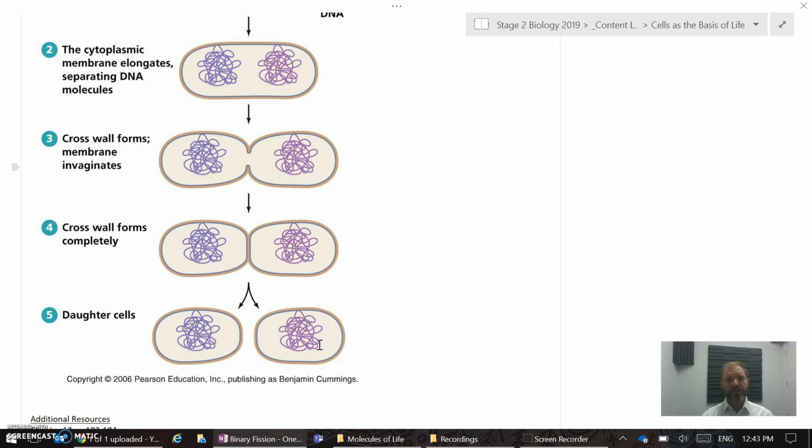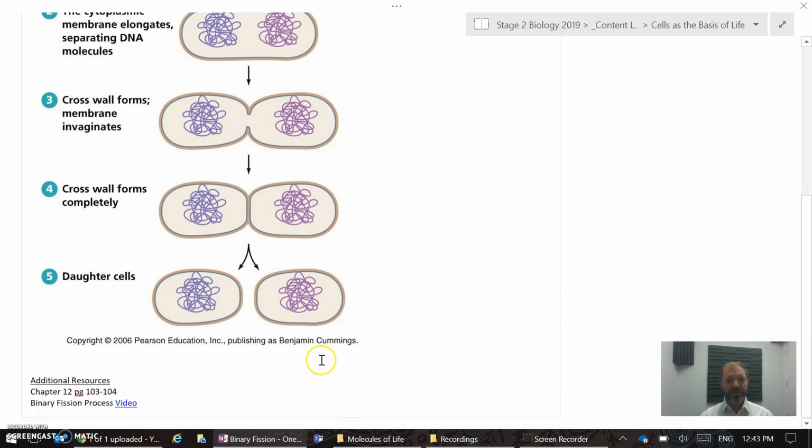This is important because this is a form of asexual reproduction. There's no mixing of genes or DNA here. Each is a clonal exact copy of the parent, unless there are some mutations that have happened.